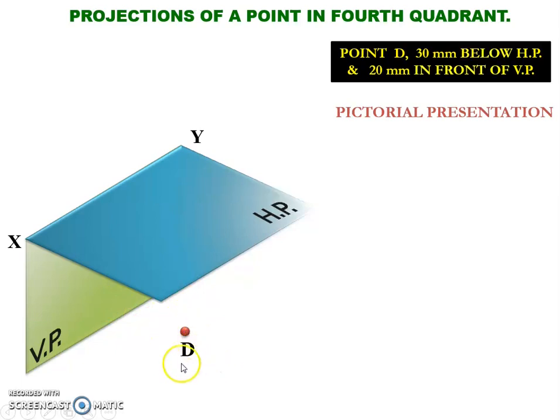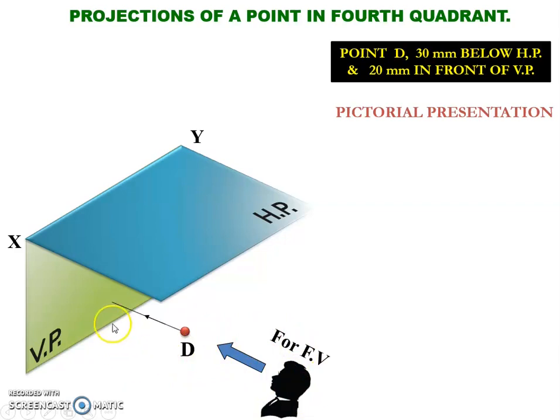To obtain the front view of the point capital D, we need to observe the point from the front, and the point needs to be projected onto the vertical plane. The projected point on the vertical plane is called the front view of the point D, and it must be denoted using small letter d dash.